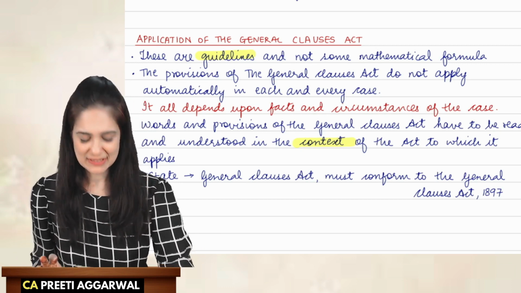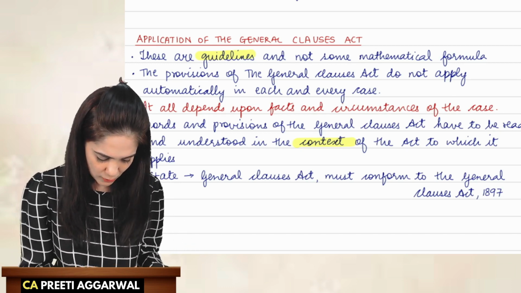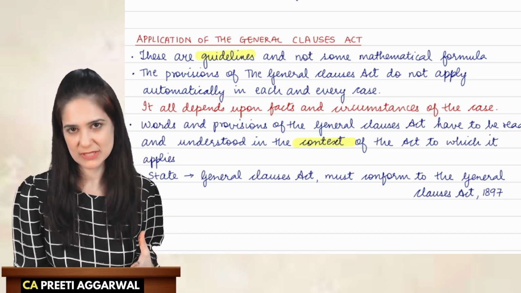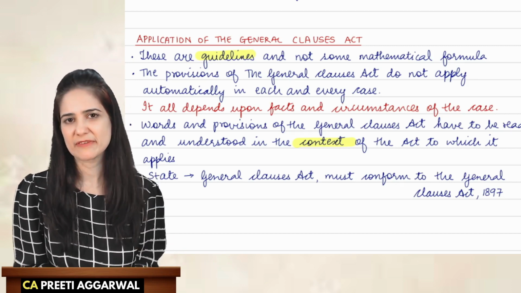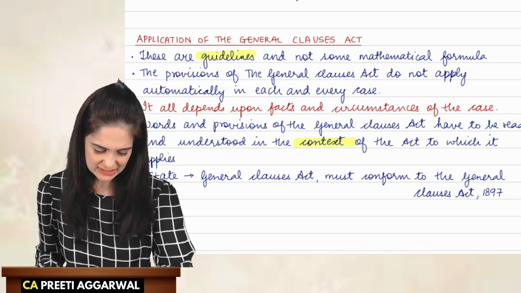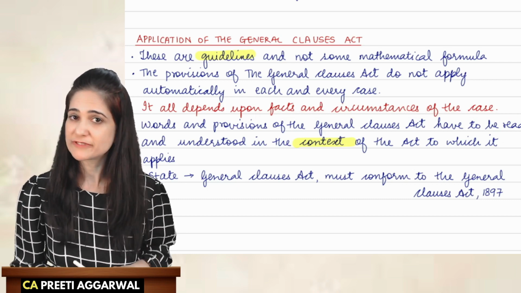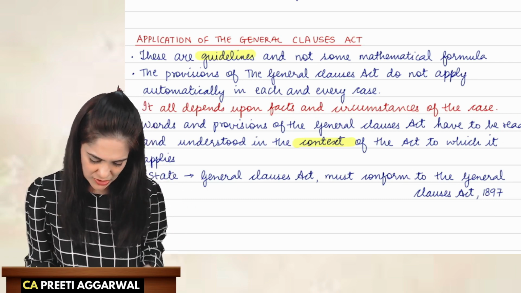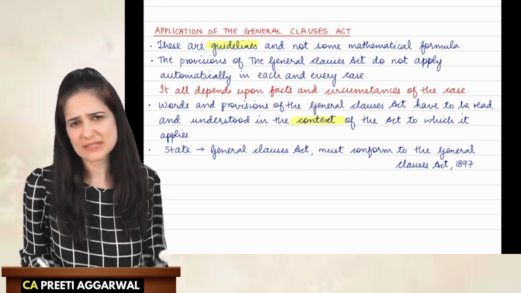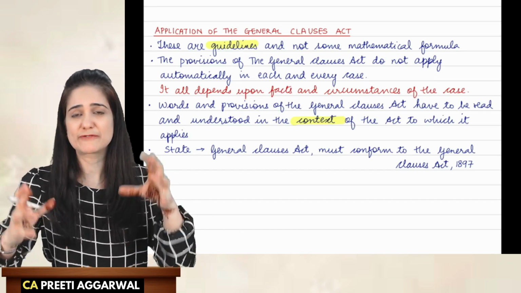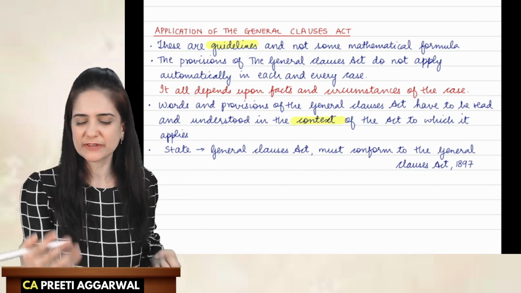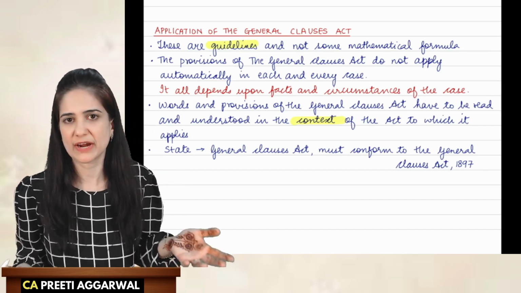So these are just guidelines. The provisions do not apply automatically to each and every case. So you will not come running to the General Clauses Act. First, try to find the solution in your respective act. If it fails, then we are always there. Everything depends on facts and circumstances of the case. The words and provisions used in the General Clauses Act have to be read and understood in the context of the act to which it applies. Again, it's a repetition. You have to consider the situation, the context, the act which you are studying. The meaning and interpretation of that general definition will depend on whichever act you are referring.